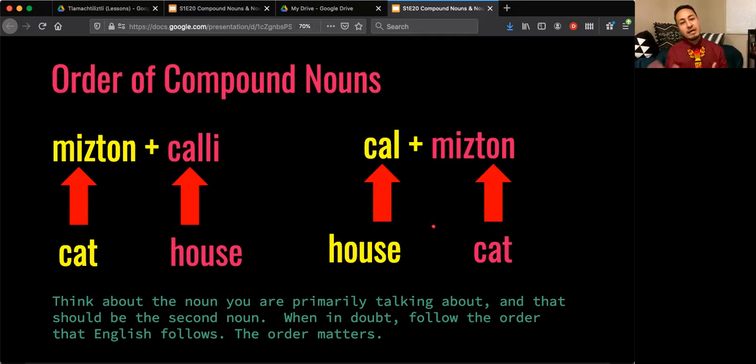If you have trouble getting the order correctly, it's basically the same as in English. So if you follow the same order as English, like cat house, house cat, it's the same. You might have trouble if you speak Spanish because they are reversed. But if you speak English, pretty much just follow the rule, the order in English, and you'll pretty much get the Nahuatl equivalent of the word.